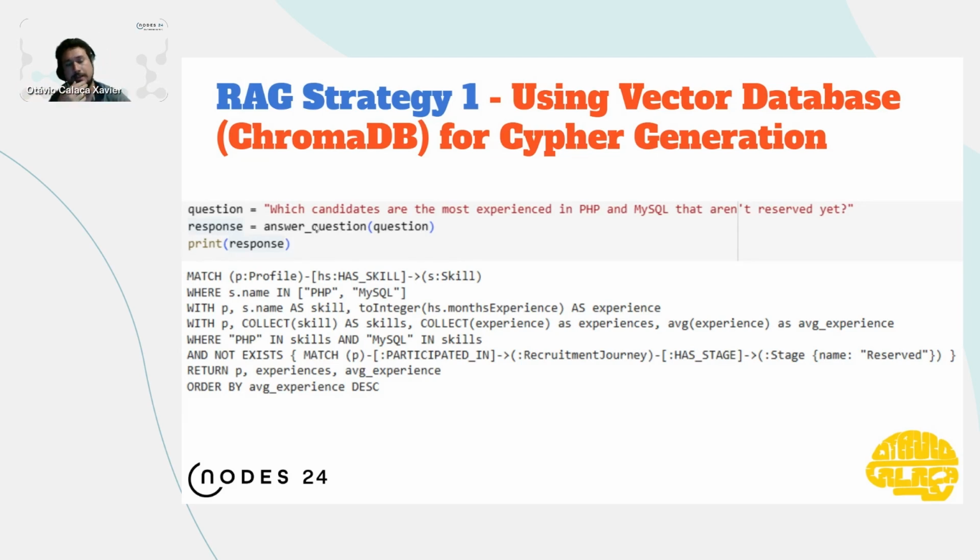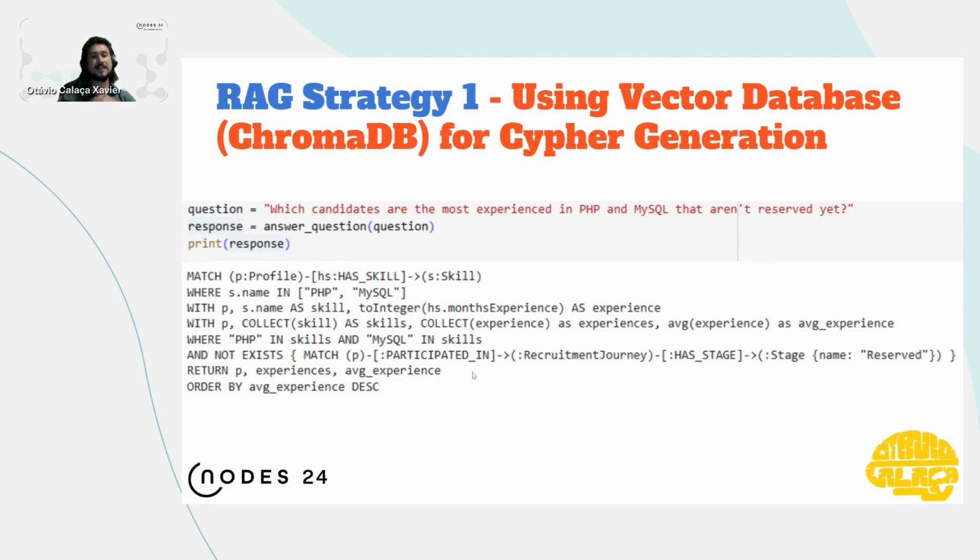So here is another example. After adding that example, which candidates are the most experienced in PHP and MySQL that aren't reserved yet. So it's not booked anymore, it's reserved. Since I've provided that example with Java, this is now able to create a let's say a fixed Cypher query using the stage. So reserved in this case, and also it is looking for PHP and MySQL as expected.